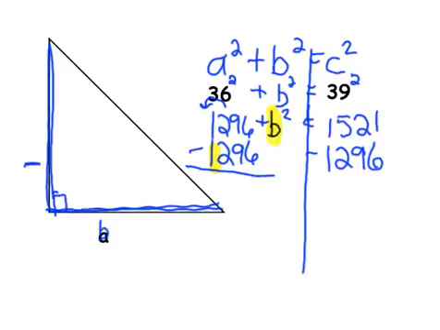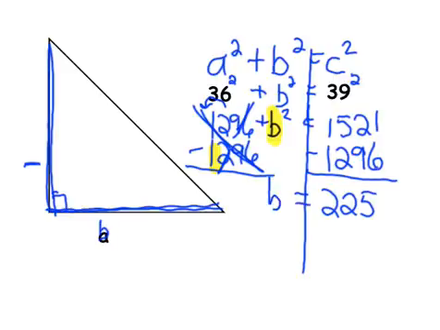So if I subtract those two, I get 0, which is what I want. And if I subtract those two, I'm going to go ahead and type that in. 1,521 minus 1,296, and I got 225 on my calculator. Bring down your equal sign, and bring down your B squared. I'm getting closer. There's my variable, but it's not by itself. I have to get rid of that little squared.